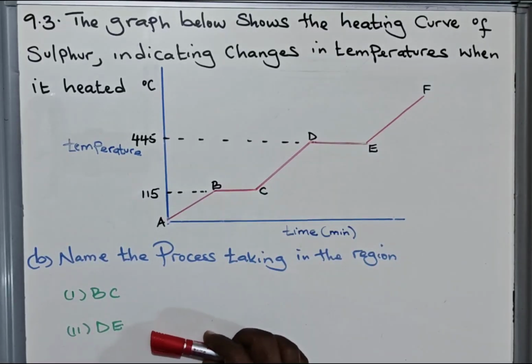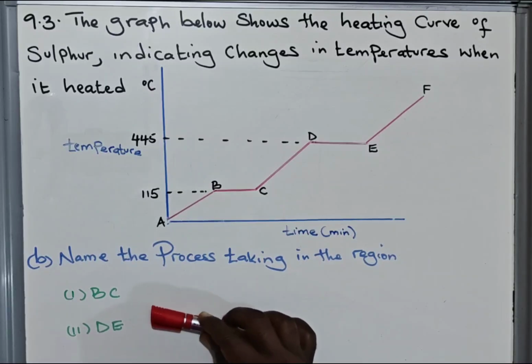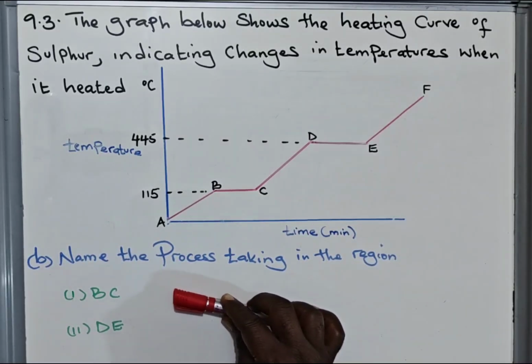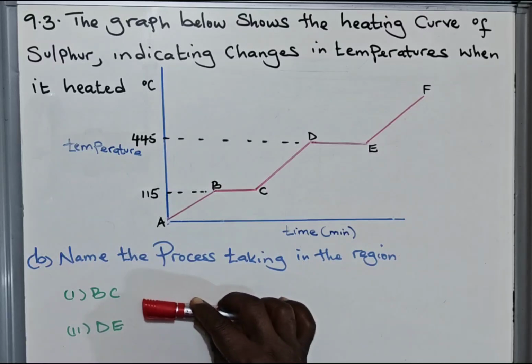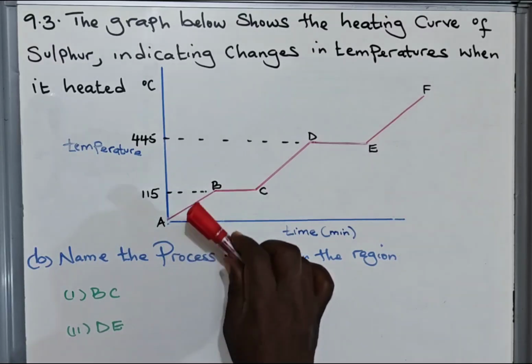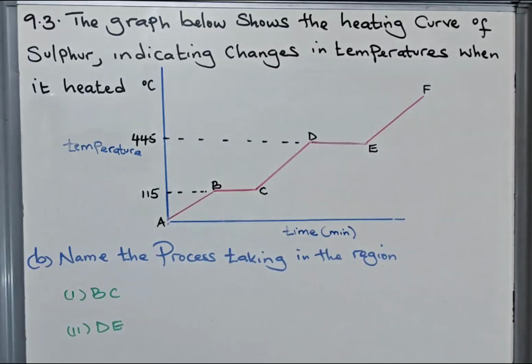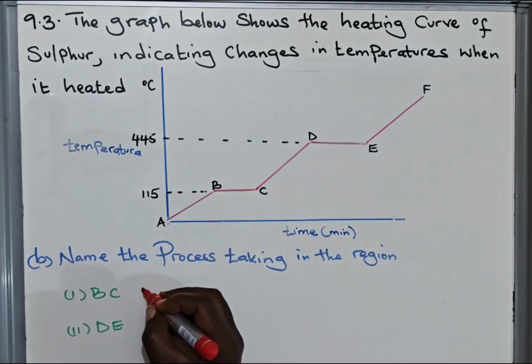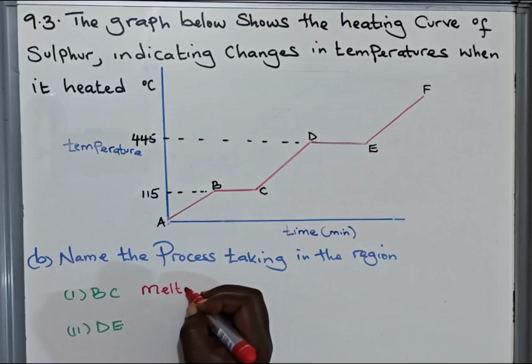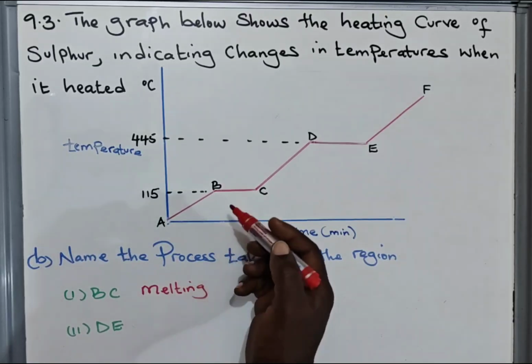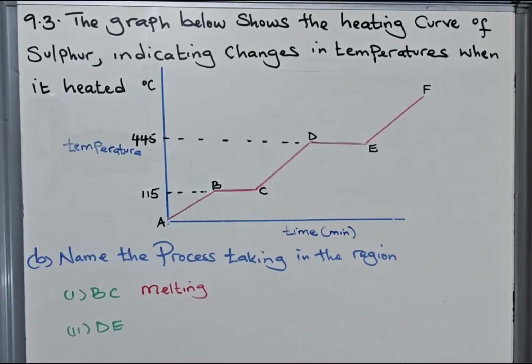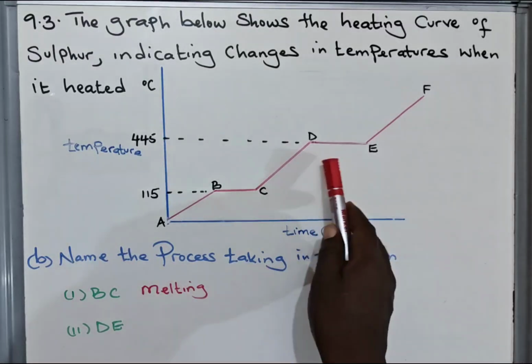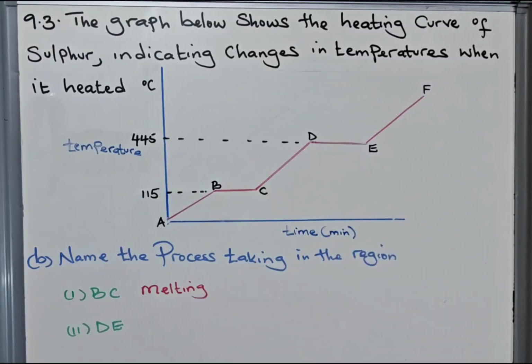Then we come to this question. It says, name the process taking place in the region BC. So what is taking place between B and C? It is melting. The solid is turning into a liquid. Okay, DE. What is taking place there? It is boiling. We can also accept evaporation.